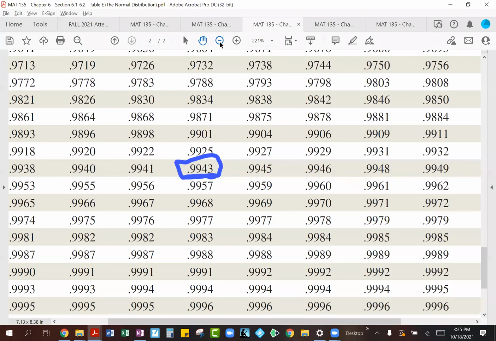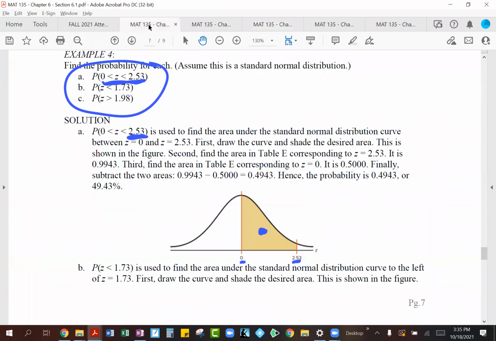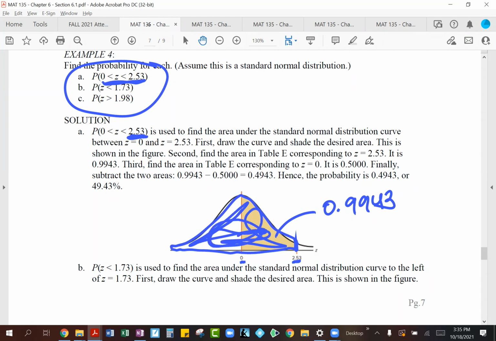And that is telling you this area is 0.9943. So what that actually means, where you have 0.9943, is that it's going from here all the way till the bottom tail end of your bell curve. So it's all of this area together, which is 0.9943. However, we are not interested in all the way till the bottom or to the left-hand side of our curve. We want to stop at 0.